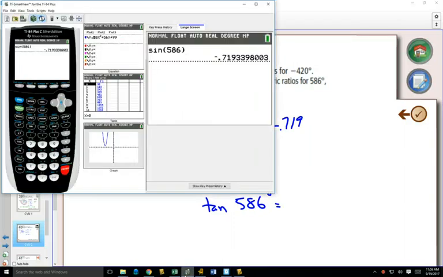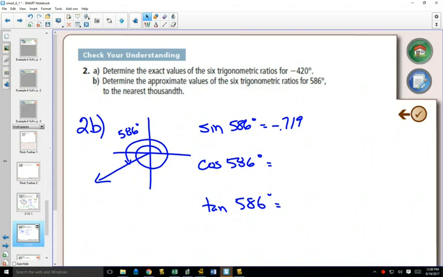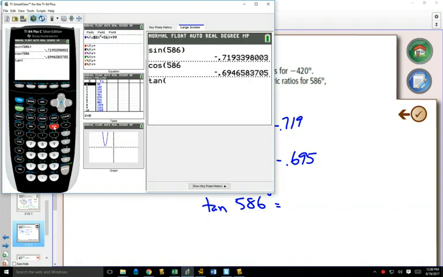as my first answer. If I want to find cos of 586 degrees, cos 586, notice that if you don't close your bracket, the calculator is smart enough to know that you wanted to. Negative 0.695. Of course, these are all being rounded to the nearest thousandth. And finally, tan of 586 is 1.036.